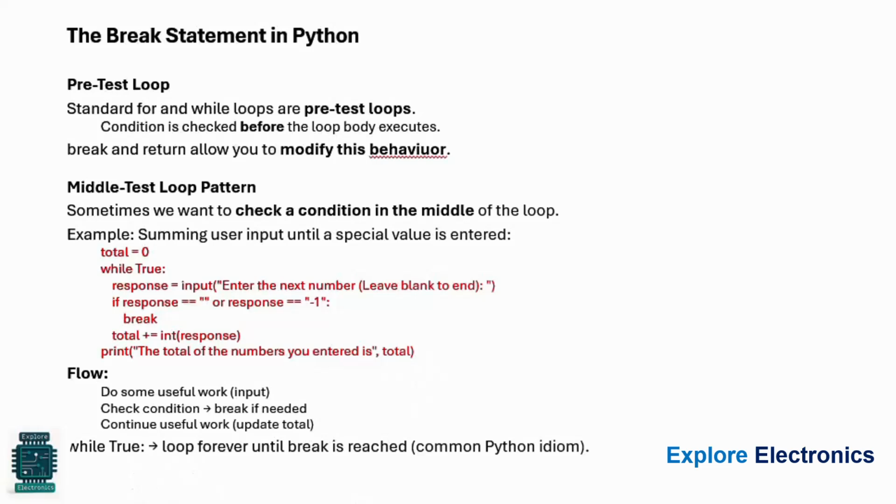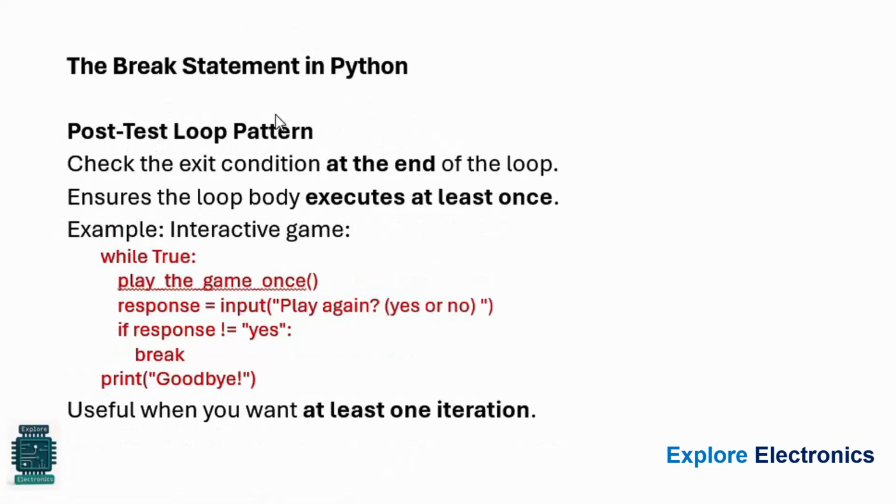Here the while loop runs forever until the break is reached. And the post-test loop pattern means it checks the exit condition at the end of the loop. It ensures the loop body executes at least once, and then the condition is checked at the end.